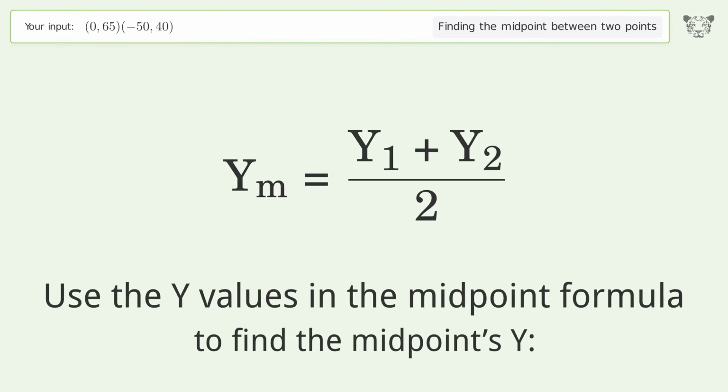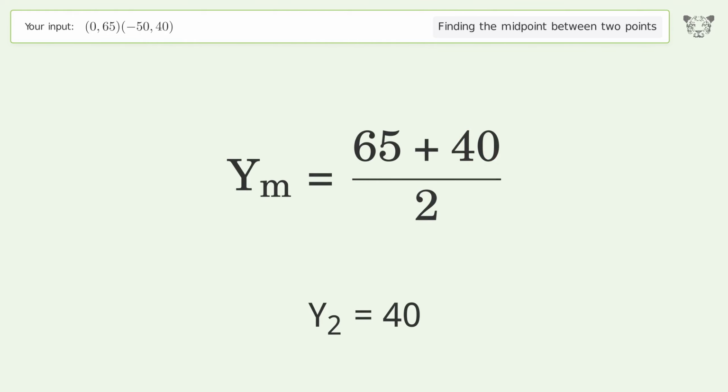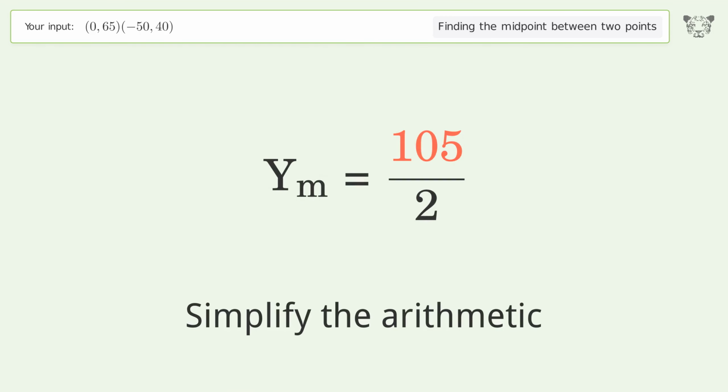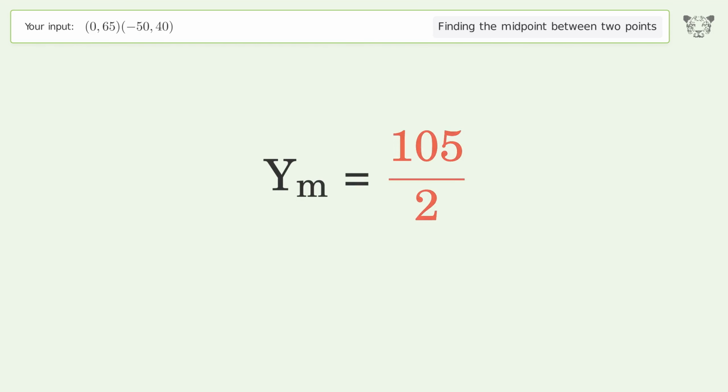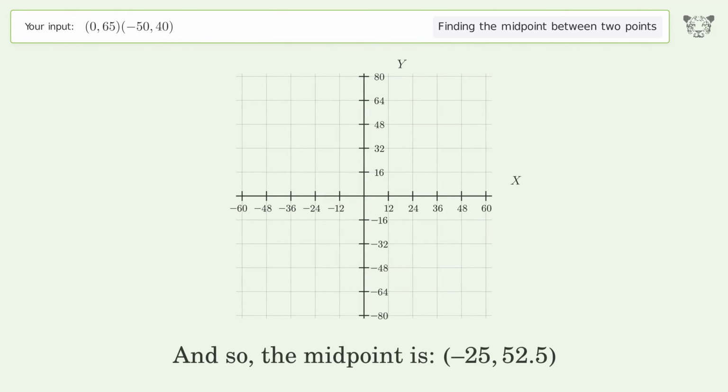Use the y values in the midpoint formula to find the midpoint's y. y1 equals 65. y2 equals 40. Simplify the arithmetic. And so, the midpoint is -25, 52.5.